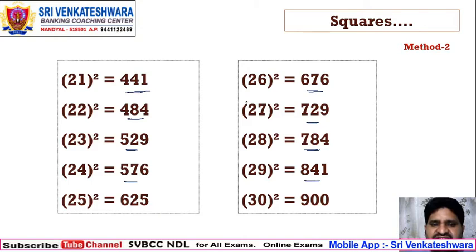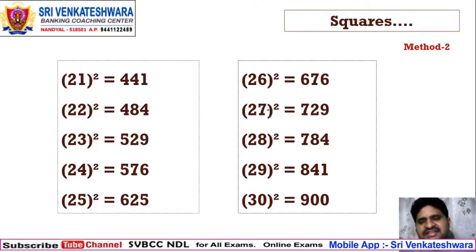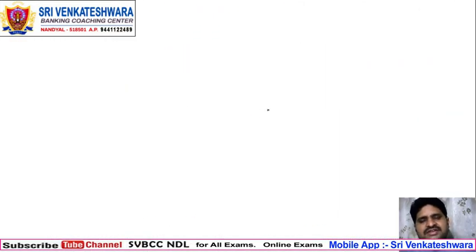24, 26, 23, 27, 22, 28, 21, 29. Basically 21, 29, 22, 28, these are complementary pairs. 21 is 441, 29 is 841, 22 is 484, 28 is 784, 23 is 529, 27 is 729, 24 is 576, 26 is 676. That's why I said if you remember 21 to 24 easily, we can take 26 to 29 also. So if you remember these cases, easily we can go for the squares here.